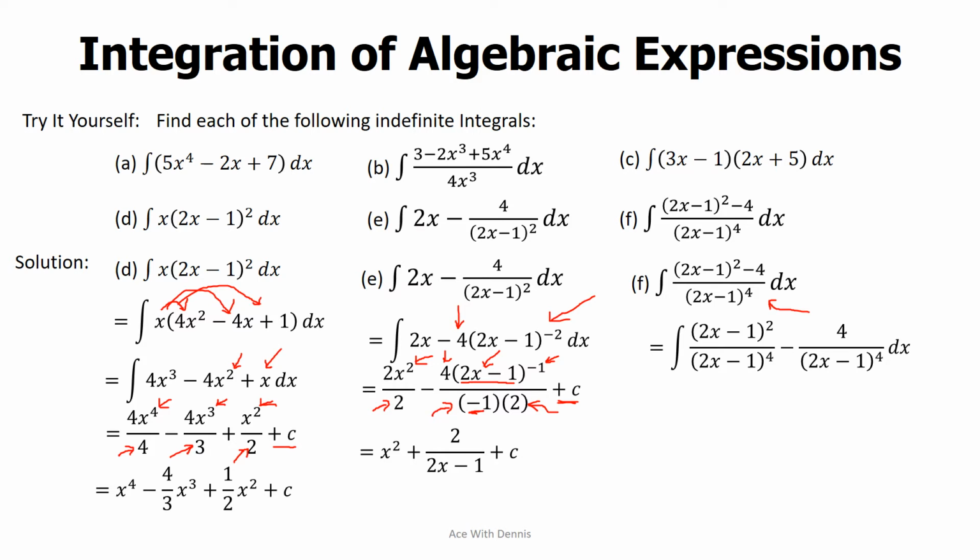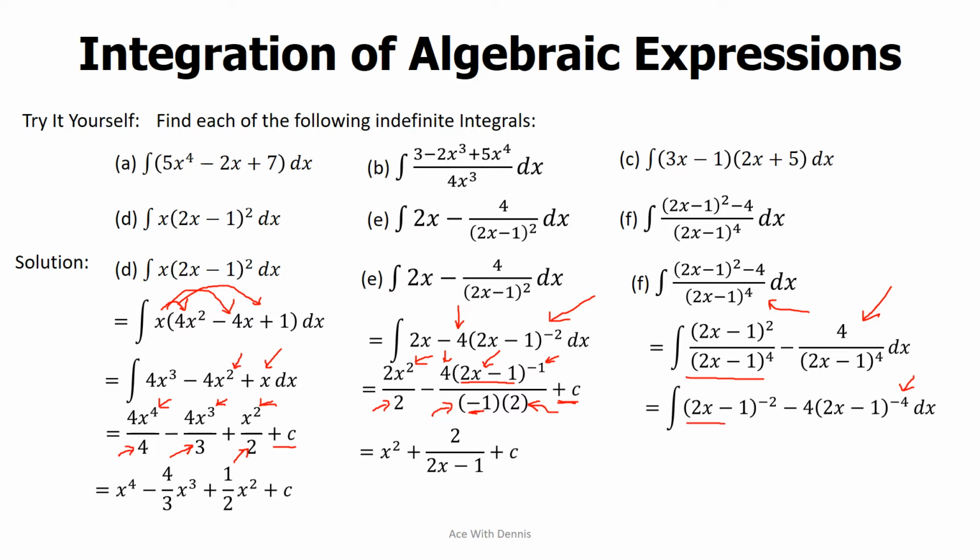The next step, you have to simplify and change them into indices form. So for the first term here, when you simplify and put it into the indices form, we get 2x minus 1 to the power of negative 2. Similarly, for the second term, minus 4, it becomes minus 4 times 2x minus 1 to the power of negative 4. Right, so now you can integrate them separately.